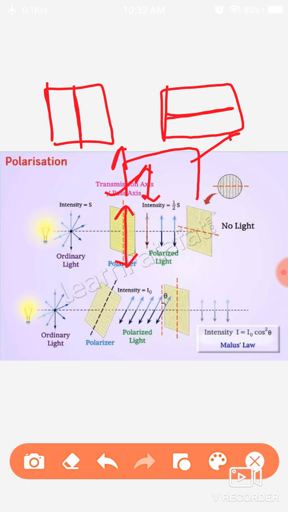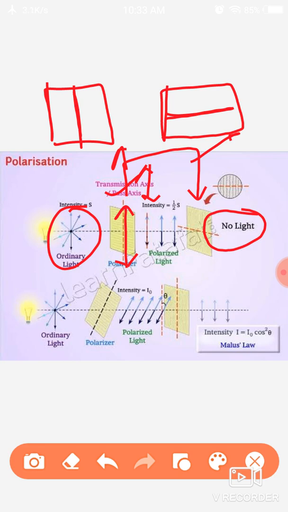Now at the analyzer, the vibration which is perpendicular will not pass through this slit, because it blocks all vibration perpendicular to this direction. Then here we will have no light. This means that this is a polarized light. Initially it was ordinary, or unpolarized, light, but after the polarizer it is polarized.